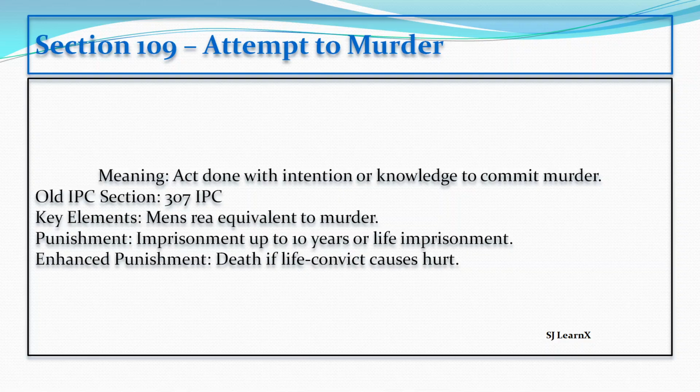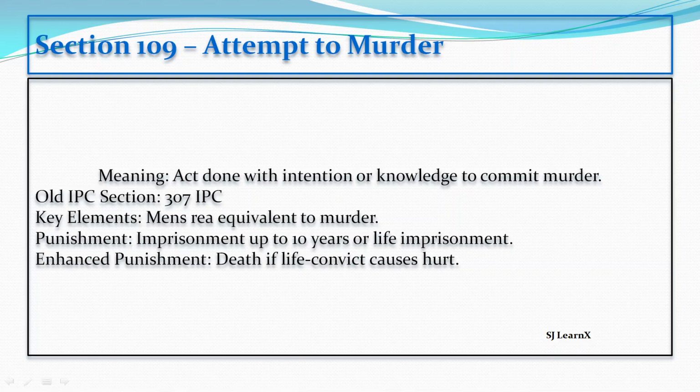Section 109 deals with attempt to murder. If a person does an act with the intention or knowledge that if death were caused it would amount to murder, the act is punishable as attempt to murder. Example: firing a gun with the intention to kill but the victim survives. As per section 109, the punishment may extend to life imprisonment. If the offender is a life convict and hurt is caused, punishment may extend to death.